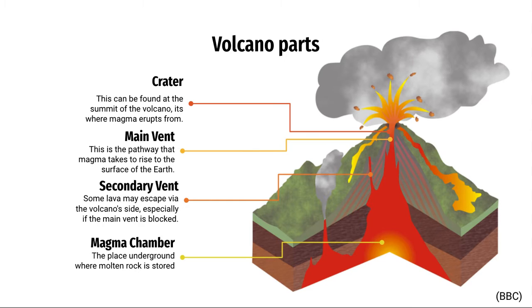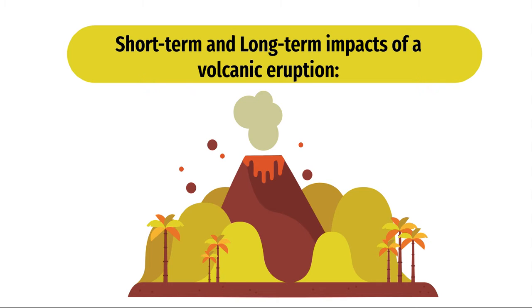There's also the secondary vents. Some lava may escape via the volcano side, especially if the main vent is blocked. Then there's the crater. This can be found at the summit of the volcano. It's where the magma erupts from. Now I'll be focusing on some short-term and long-term impacts of a volcanic eruption.